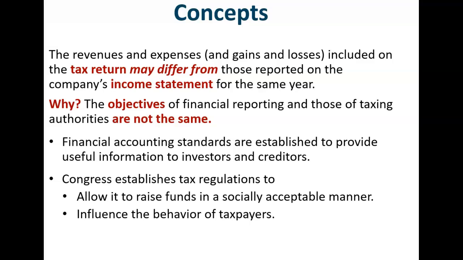Financial accounting standards are established to provide useful information to investors and creditors. Congress, on the other hand, establishes tax laws to allow it to raise revenues, as well as to influence the behavior of taxpayers. Congress uses tax laws to encourage activities it deems desirable, such as investment in productive assets, and to discourage activities it deems undesirable, such as violation of laws.